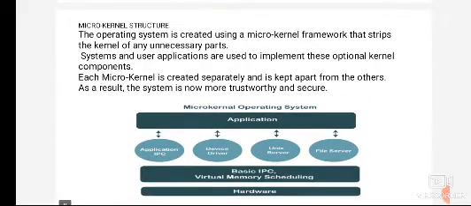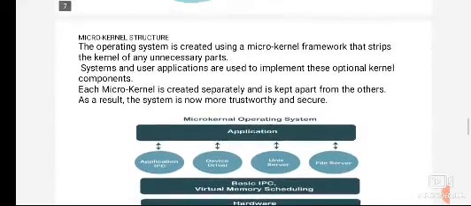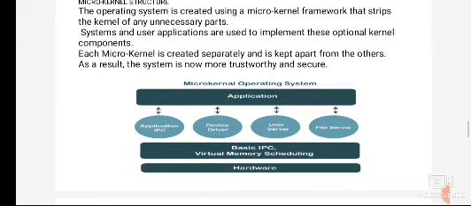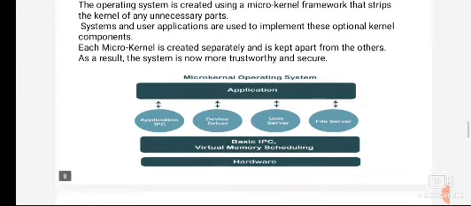The next one is microkernel structure. The operating system is created using a microkernel framework that strips the kernel of any unnecessary parts. These optional kernel components are implemented as system and user applications. Each microkernel is created separately and is kept apart from the others. As a result, the system is more trustworthy and secure. So this is the architecture of a microkernel operating system. Here also the applications, devices, hardware, basic input and output, that is device drivers, Unix server and file servers are available.